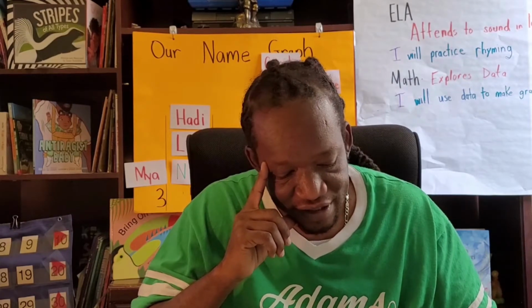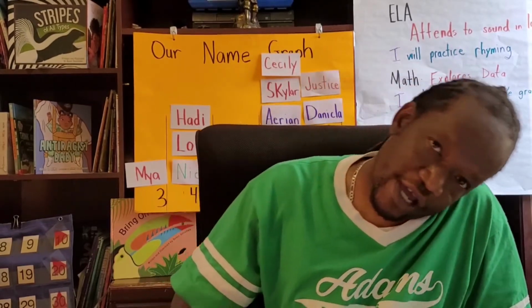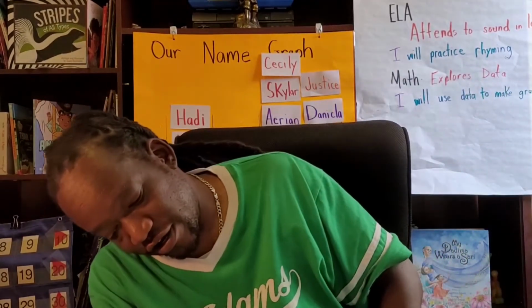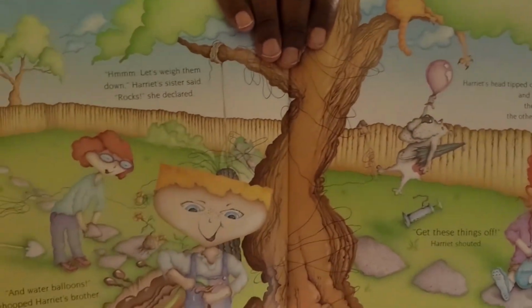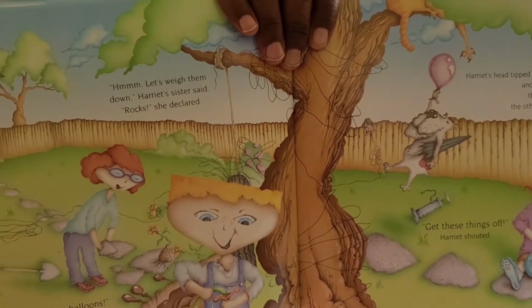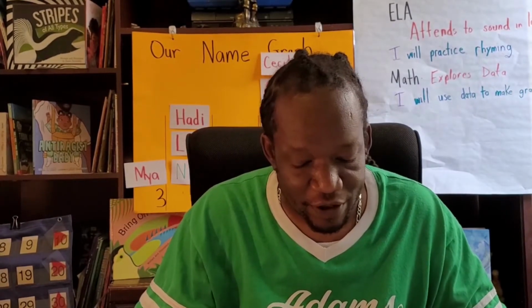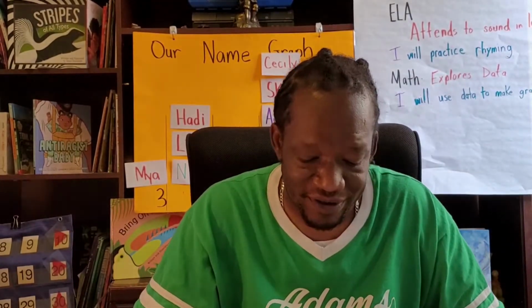"Harriet, let's weight them down," Harriet's sister said. "Rocks," she declared. "And water balloons," whooped Harriet's brother. Harriet's head tipped one way, and then the other. "Get these things off." When they untied the rocks and burst the balloons, another curl popped out. Now Harriet had 6 horrible curls.